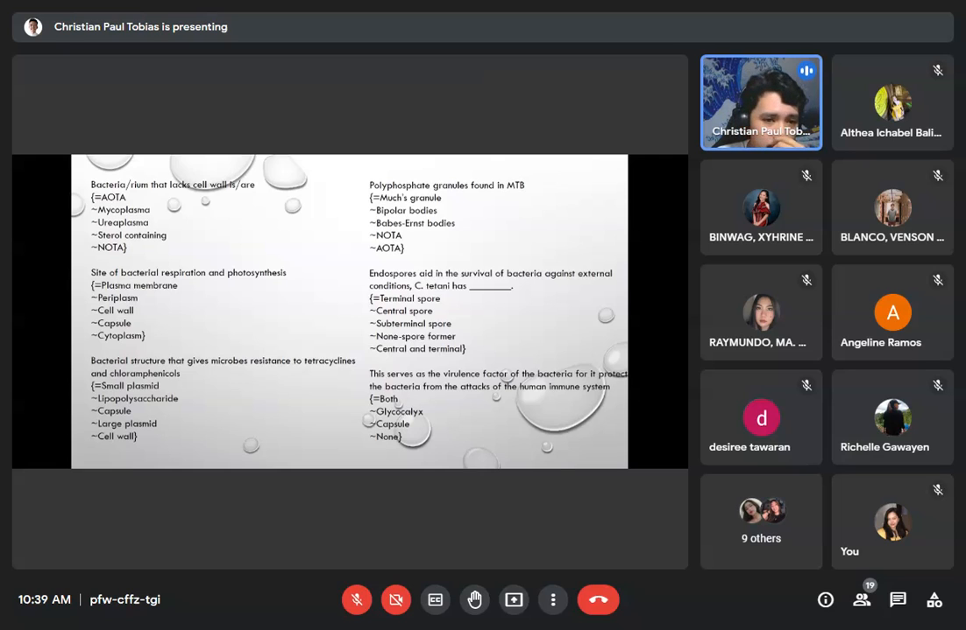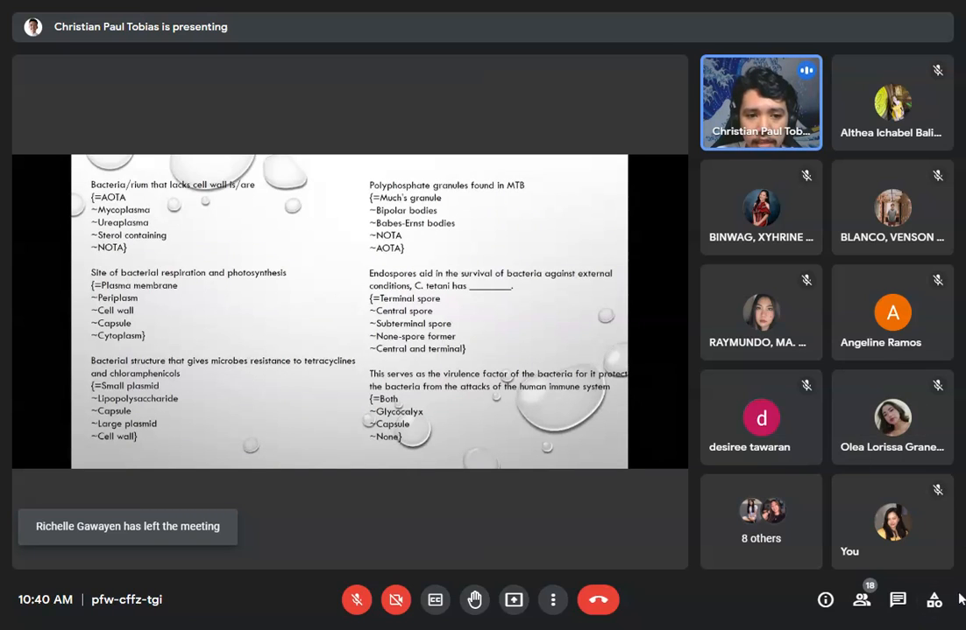Clostridium tetani has terminal spore. So, central spore, si Bacillus anthracis. Subterminal spore, si Clostridium botulinum. Okay. And si tetani is terminal. So, i-remind nyo ako, no? Tetani terminal. Okay, i-remind nyo na lang ako mamaya.